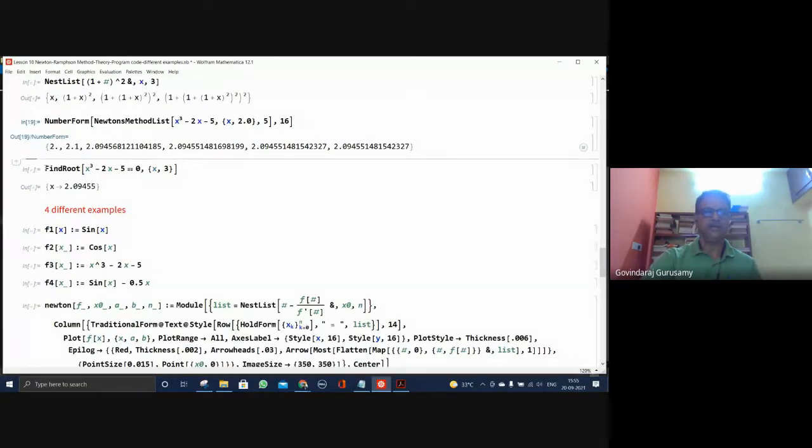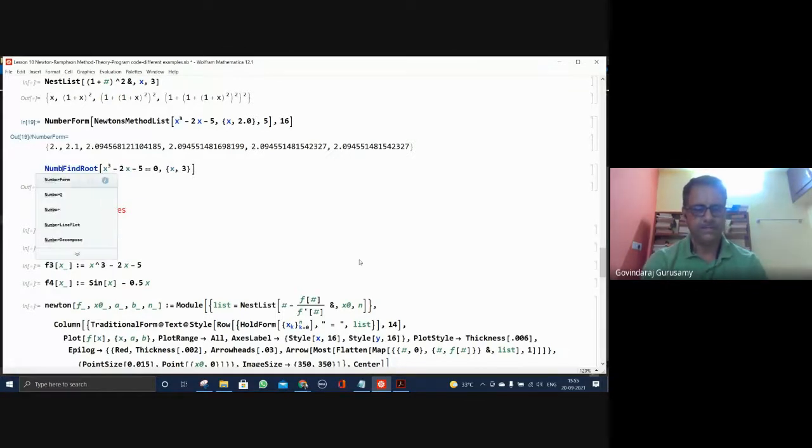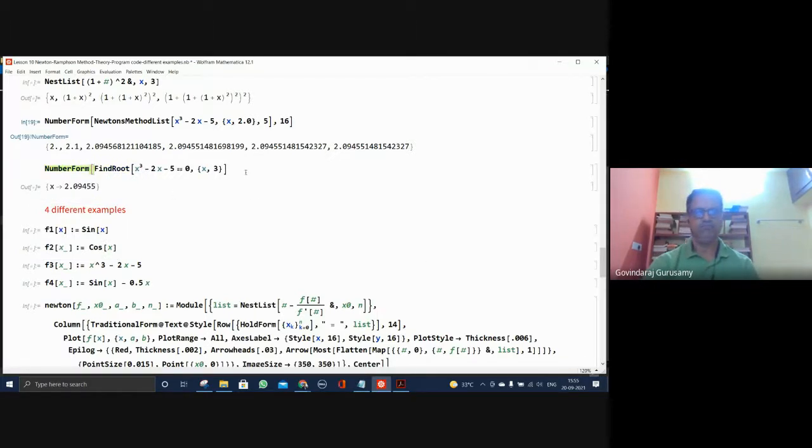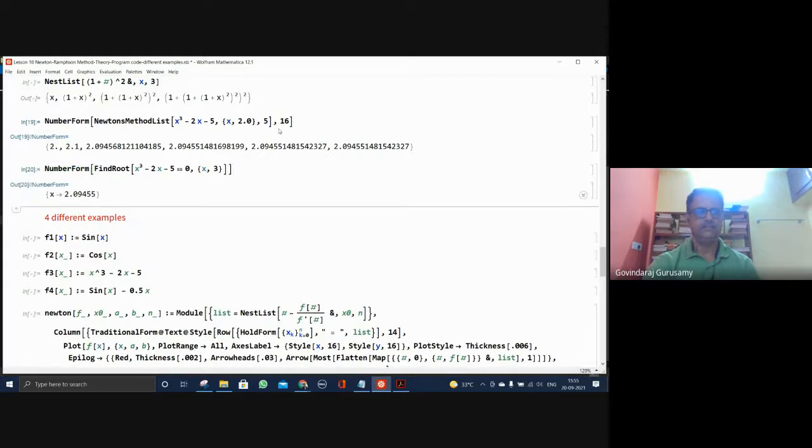Find root now. Number form, number of digits. Okay. So FindRoot automatically selects the best method that is available for solving such an equation. This is specifically for Newton's method, the Newton-Raphson method. This is the question that we have.